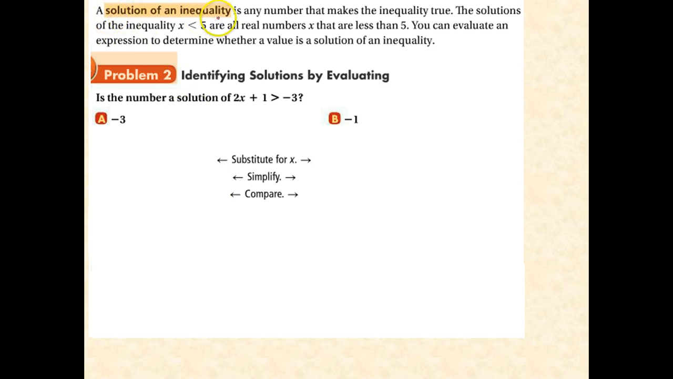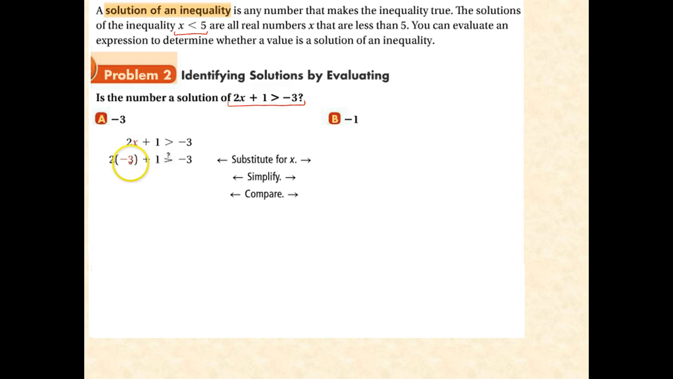Alright, so the solution of an inequality is any number that makes the inequality true. The solutions of the inequality x < 5 are all real numbers x that are less than 5. You can evaluate an expression to determine whether the value is a solution. So what we can do is take an inequality and take a number and see if that number is a solution to that inequality. So, is -3 a solution to this inequality? Well, let's find out. Let's substitute -3 in for x and simplify.